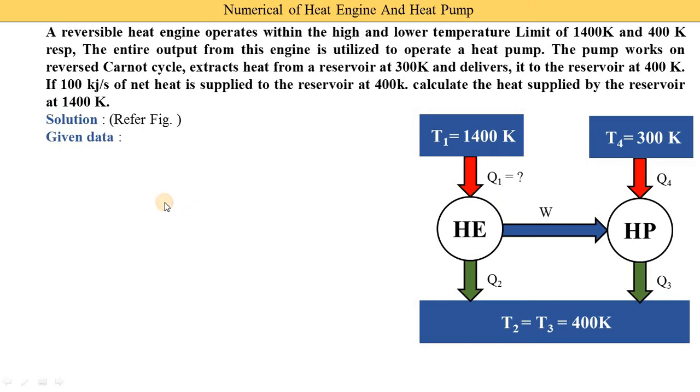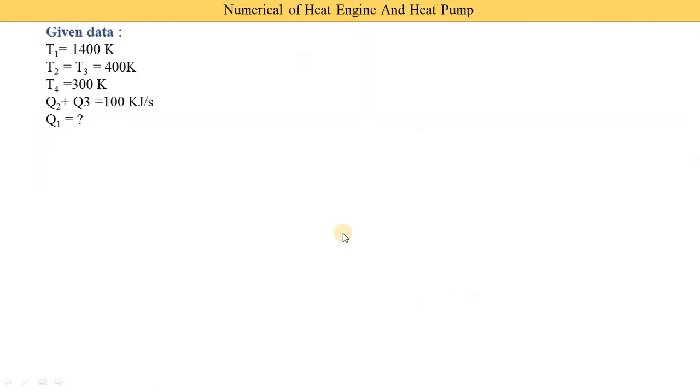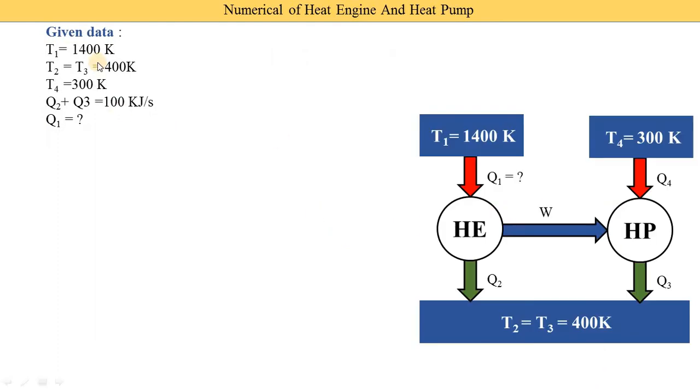So we write down this given data. First T1 is given, that is 1400 Kelvin. T2 and T3 are given as 400 Kelvin. T4 is given as 300 Kelvin. And Q1 plus Q3 is given, that is 100 kilojoule per second, and we need to find out this Q1. Here we have written this given data that we already studied.